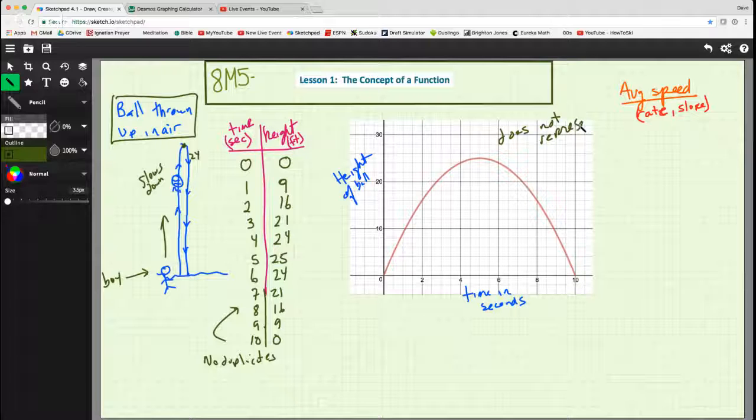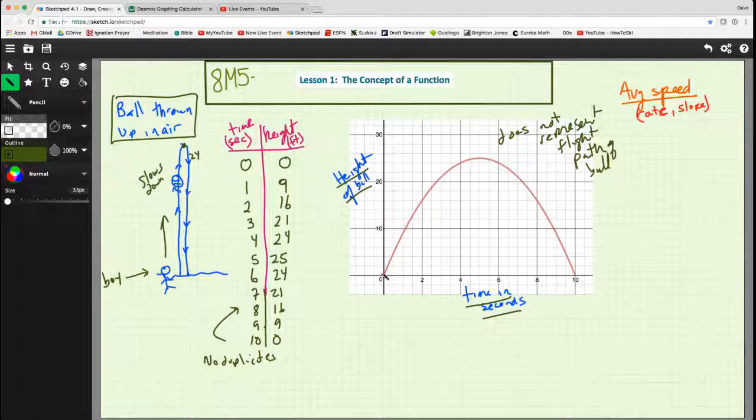this does not represent the flight path of the ball, right? I didn't throw the ball out and it went over and went down. I threw the ball up in the air, and then it came back down. But what this does is it represents the height of the ball versus the time in seconds. This is not distance. This is how much time.